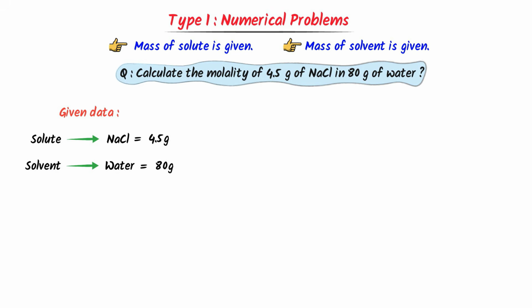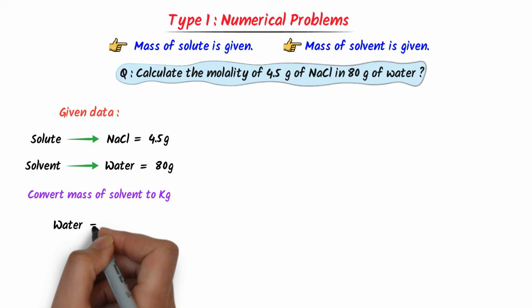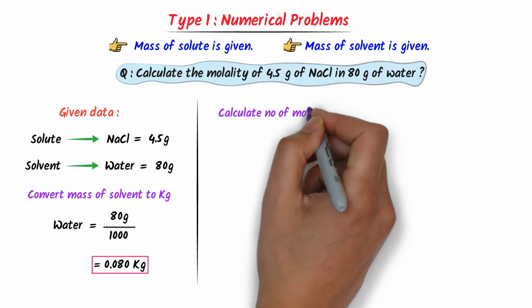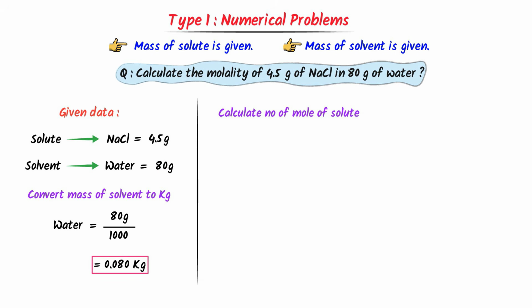We already learned that we need mass of a solvent in kg, so I convert this 80 gram to kg. To do so, I divide it by 1000. After calculation, I get 0.08 kg. Now we will calculate the number of moles of a solute.